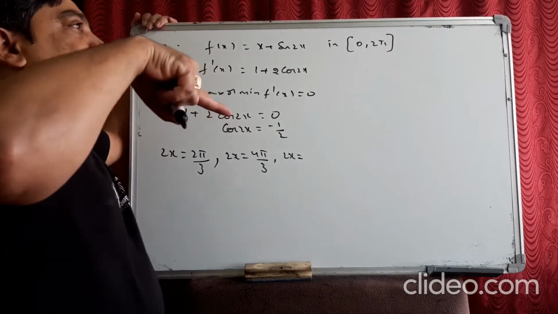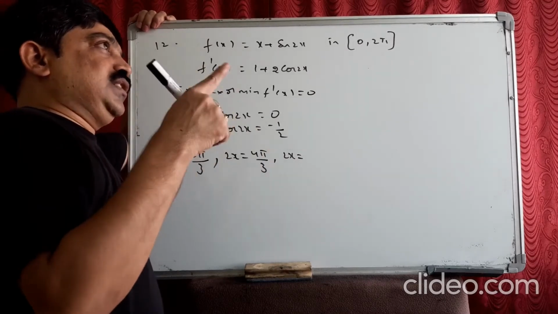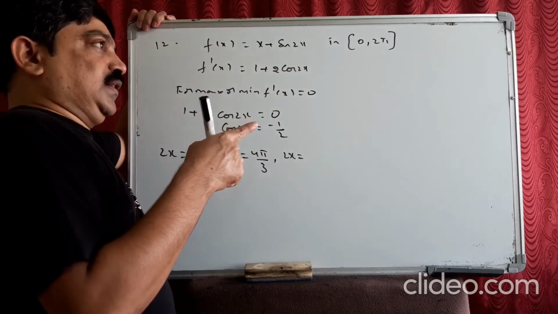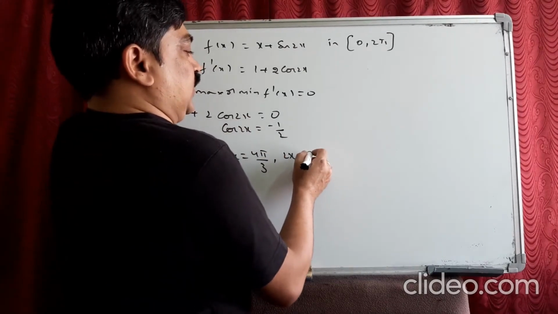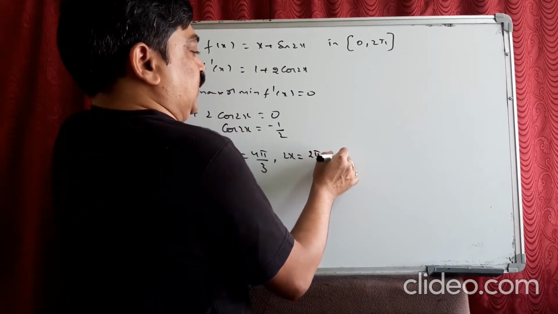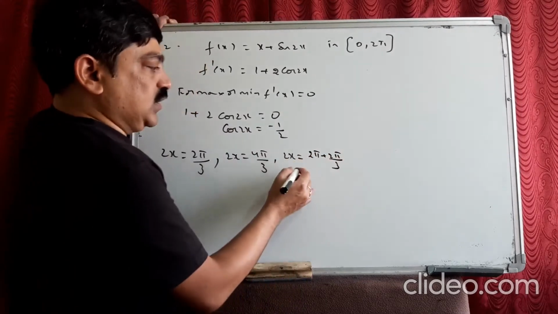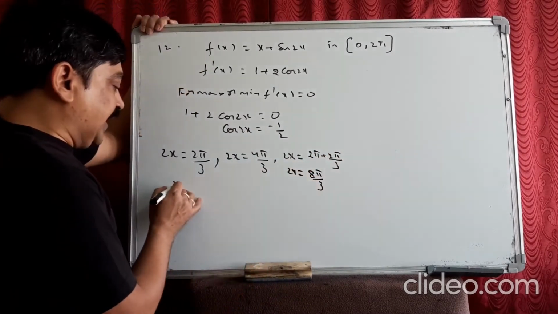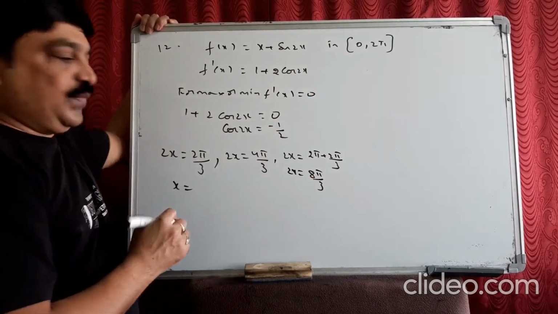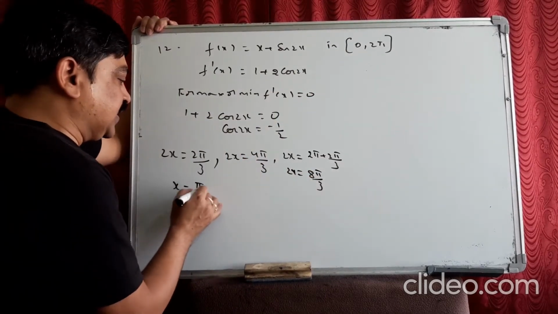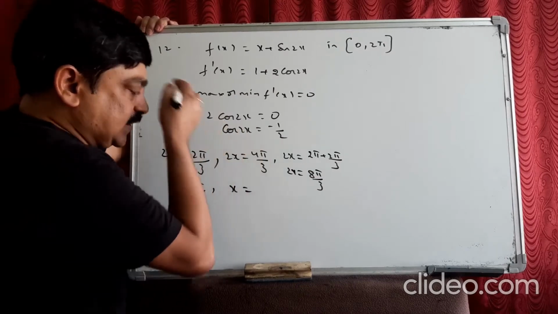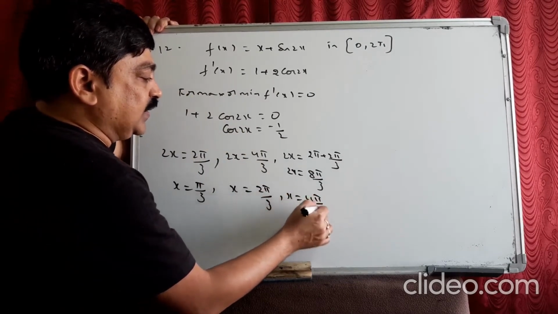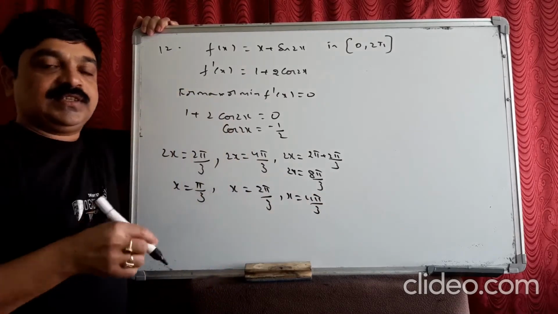Next it will be negative in the next rotation, 2 pi plus 2 pi by 3. I'll tell you why: 6 plus 2, 8 pi by 3. Because when you take x, it should lie in between them. It is x is pi by 3, x is 2 pi by 3, and x is 4 pi by 3. Then it lies in that. That is the main thing.